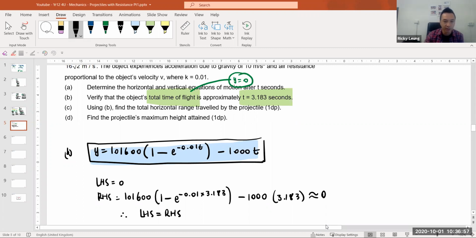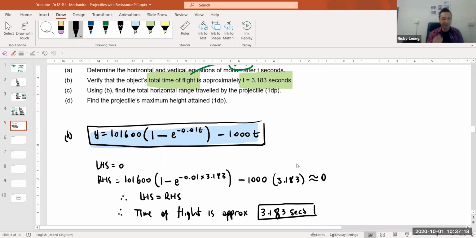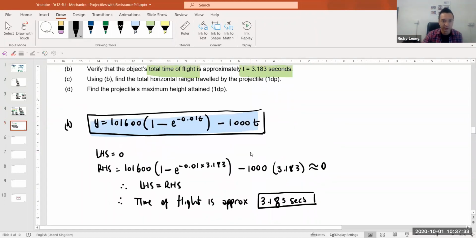Therefore, since the left equals, or approximately equals, the right, you can conclude that the time of flight is approximately 3.183 seconds. Now, there is a question, and I'll do this in lesson 3, where we compare the times of flight, or the total horizontal ranges, across no resistance, resistance proportional to velocity, and then proportional to velocity squared. It's quite cool to see the three side by side. Okay, cool. Let's do part C.